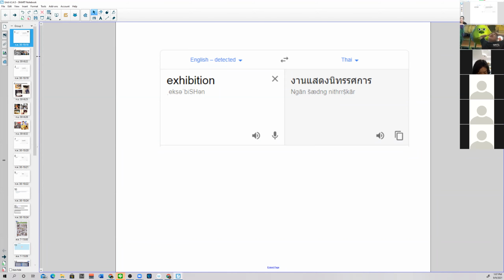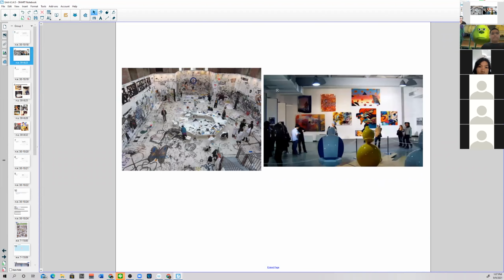Do you know TK Park, the one across from our school? That also holds a lot of exhibitions, and mostly it's about arts and kids' stuff. That's also called an exhibition. Here's an example of an art exhibition. This one is all about art.